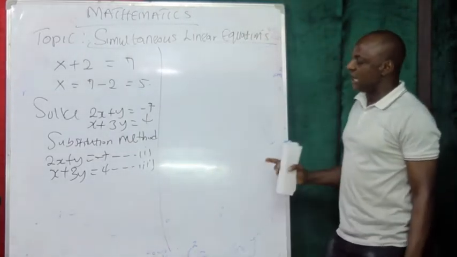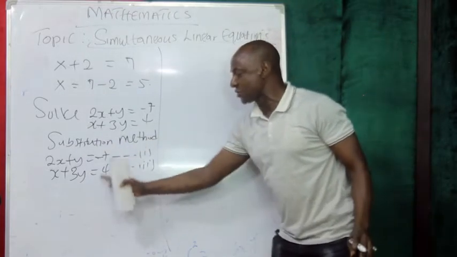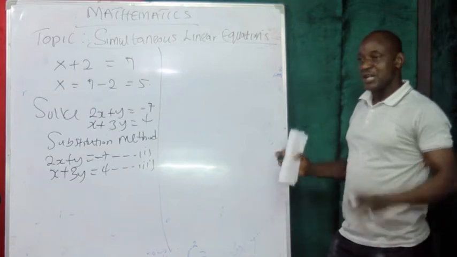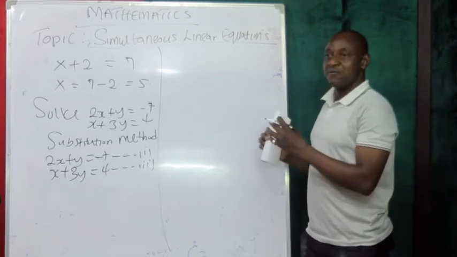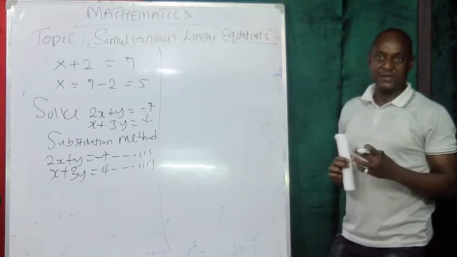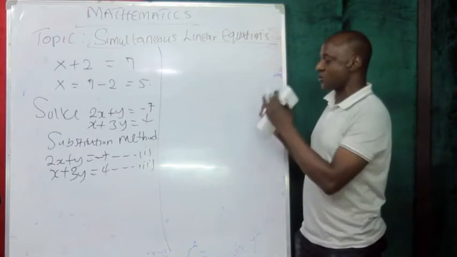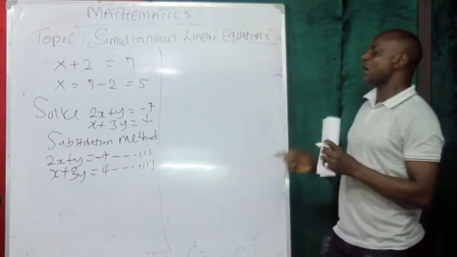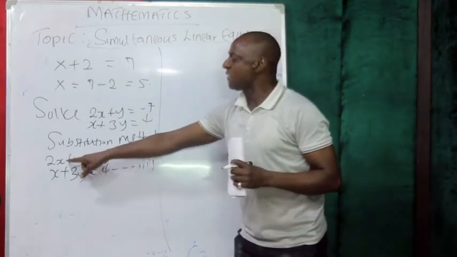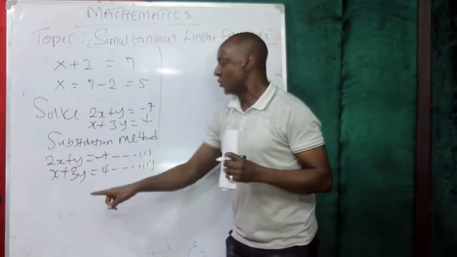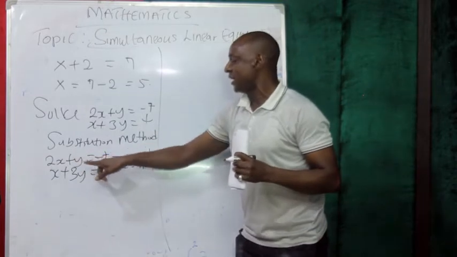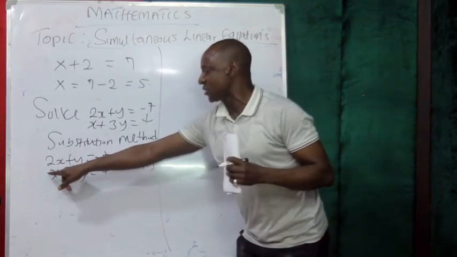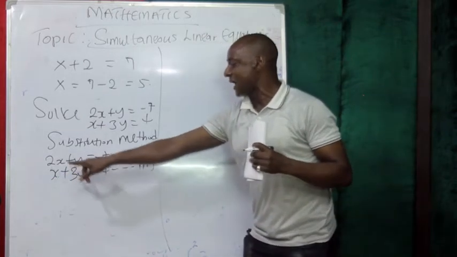The next thing, again, you check your first equation and second equation. Which one is suitable for you to pick, for you to form your equation 3? You can form your equation 3 from equation 1 and at the same time from equation 2. But let us look at equation 1. The coefficient of x there is 2. The coefficient of y here is 1. And in equation 2 also, the coefficient of x is 1, the coefficient of y is 3.